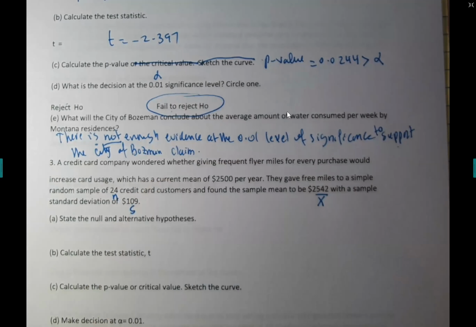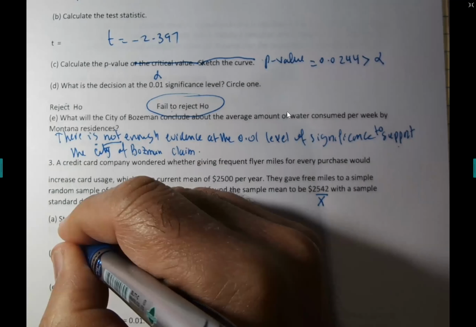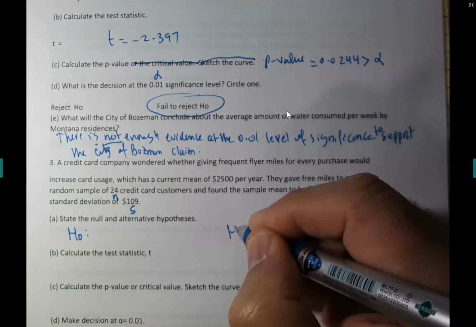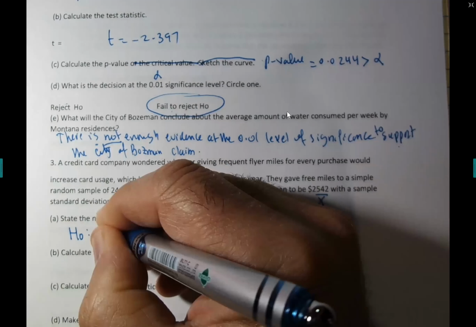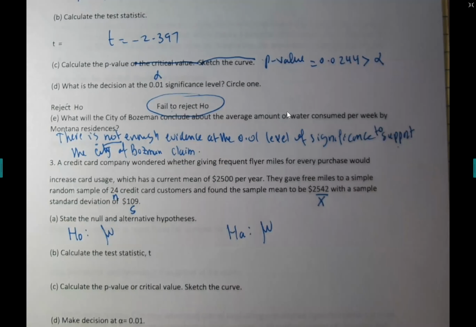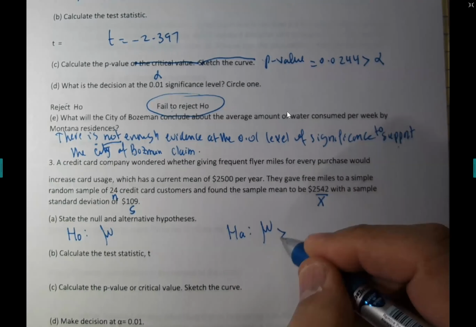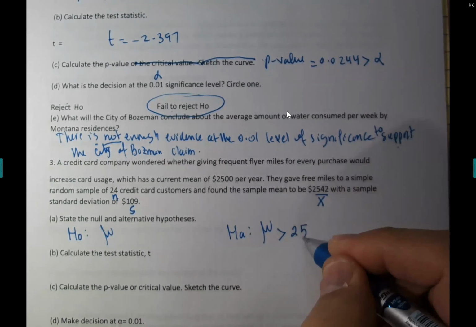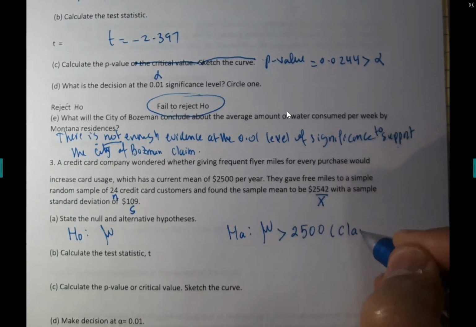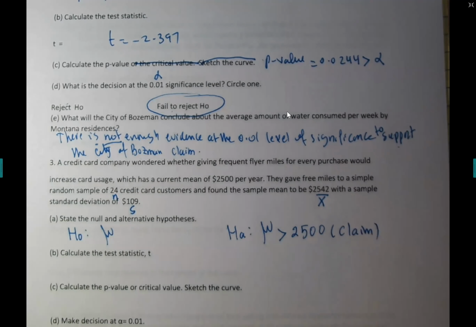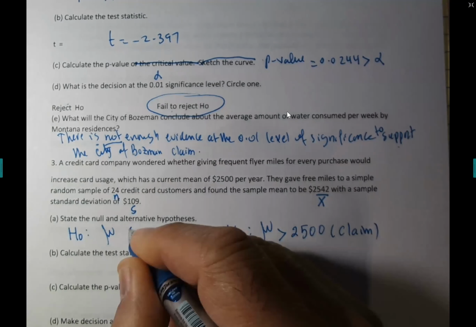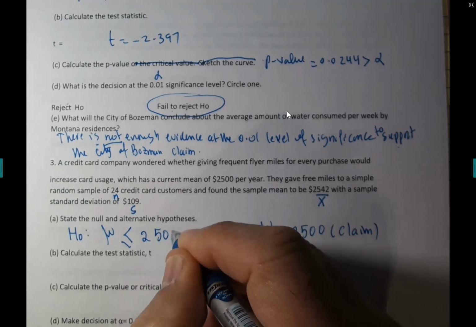Can you guys help me state the null and the alternative hypothesis here? Again, this is mean. When he doesn't mention proportion or percent, it's the mean. Greater than? Greater than, yeah, because the credit card company is interested in making people spend more than the $2,500 exactly. And the null is less than or equal to 2,500. T-test, guys, again.